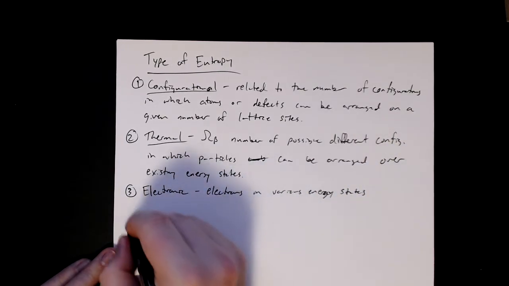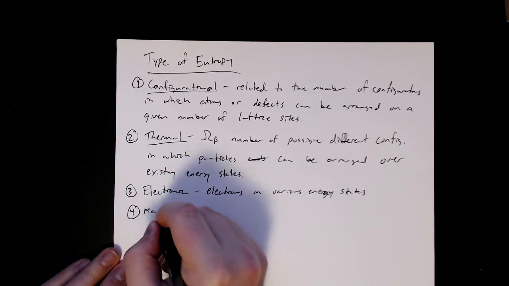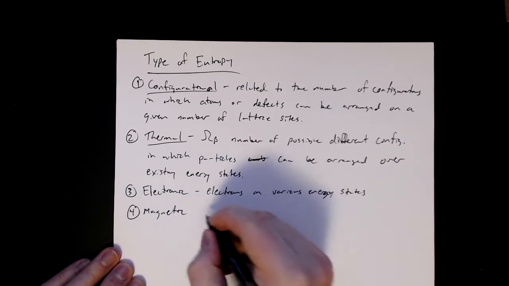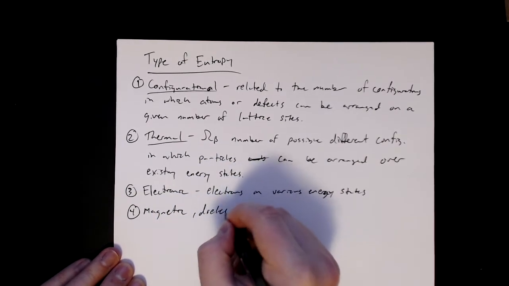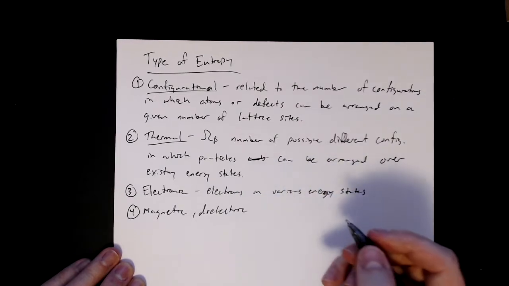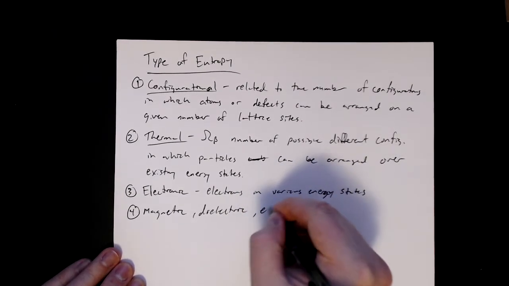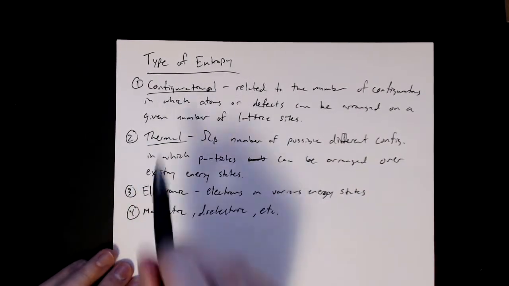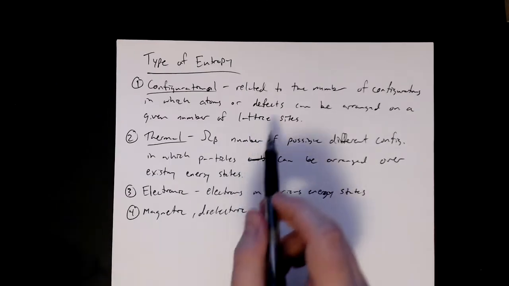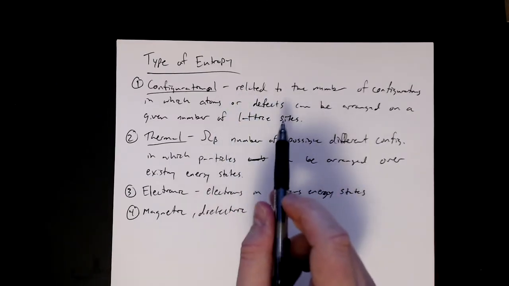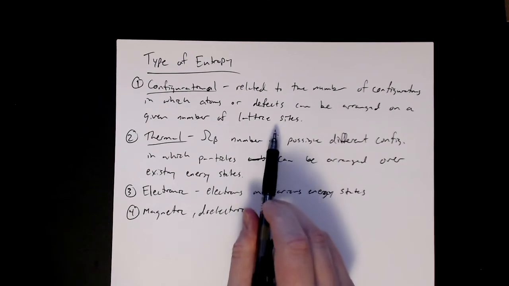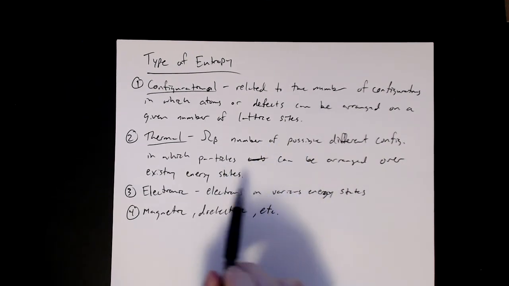There's also magnetic entropy. There can be dielectric entropy, and there's a number of others as well. But we're going to mainly focus on the first two and look at different sites. So atoms and defects that you can place on lattice sites, and also particles and different energy arrangements. And so those are the two that we're going to focus on.